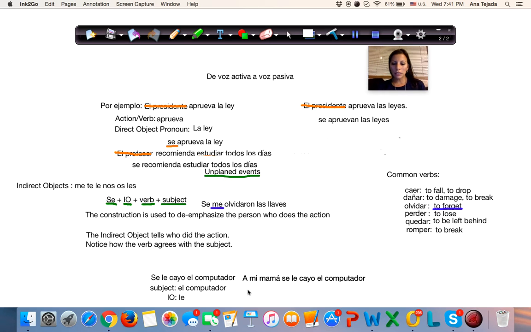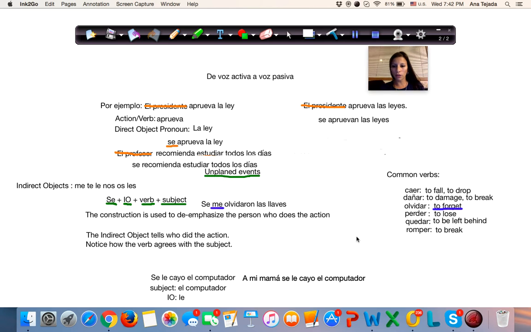So although this might seem like a specific agent, it just helps specify who was the one that did the action, just because le can be either ella, él, or usted, and les can be either ellos, ellas, or ustedes. So we might want to be more specific about who was the one that dropped the computer. So, se le cayó el computador. We still continue with the se plus the indirect object plus the verb plus the subject.